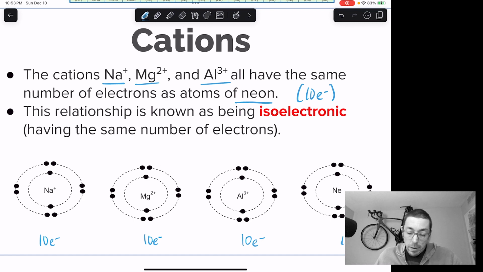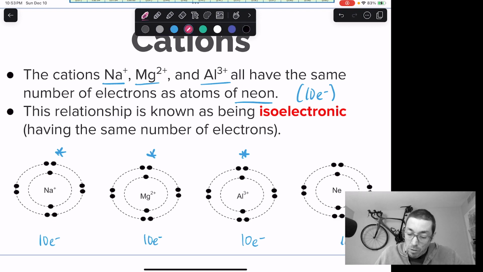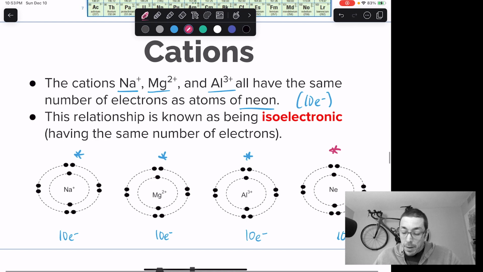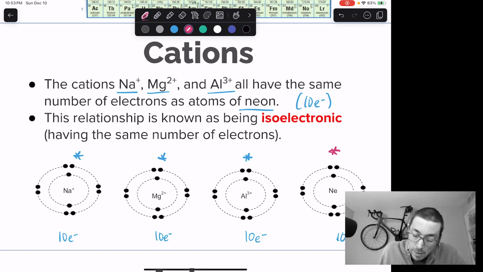So all 3 of these ions here, Na+, Mg 2+, and aluminum 3+, are all looking the same electronically as neon, which we know is very, very stable. So this is just a visual way of showing that when we create ions, they actually become isoelectronic, which just means same number of electrons as the noble gas that they're closest to on the periodic table.